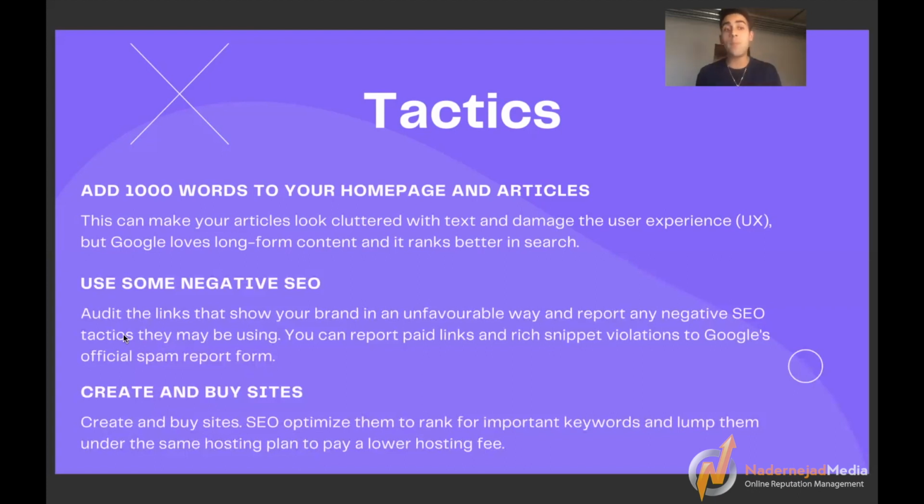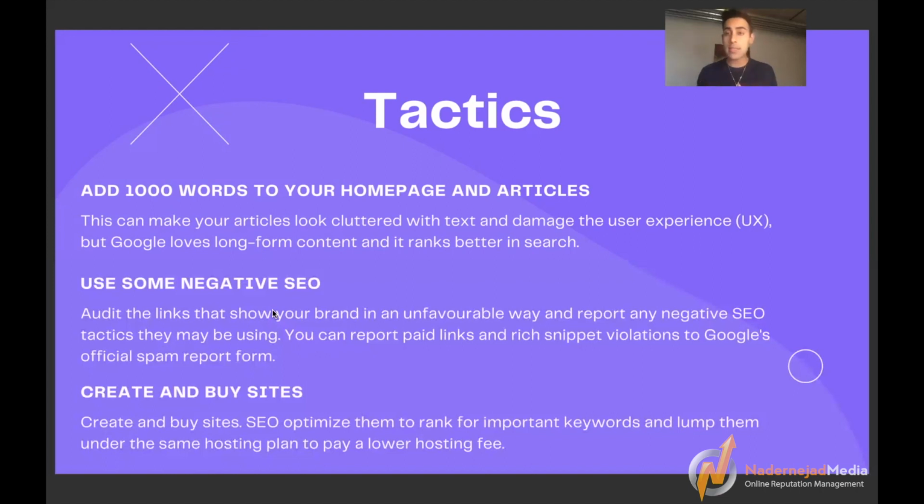What is going to help is conducting a full website audit. So what you can do is you can audit the links on your competitor's site or that site that has negative content about you. And if it's not a 98 authority site, if it's just a little bit lower, you can actually audit the links and find all of the negative links. And then what you can do is you can report what we call rich snippet violations to Google's official spam report form. And you can also audit and find paid links.